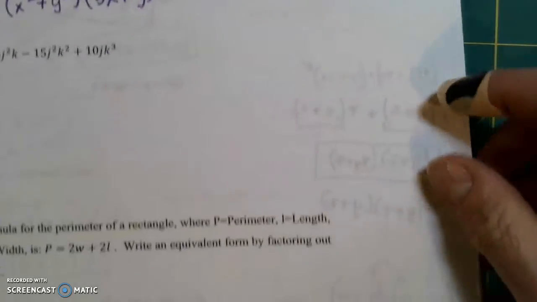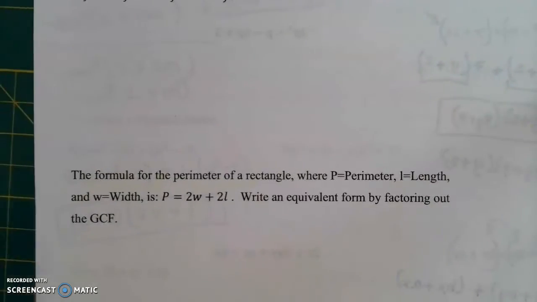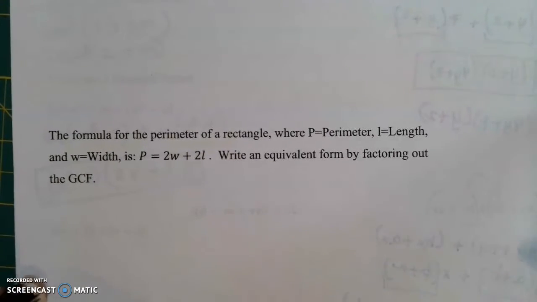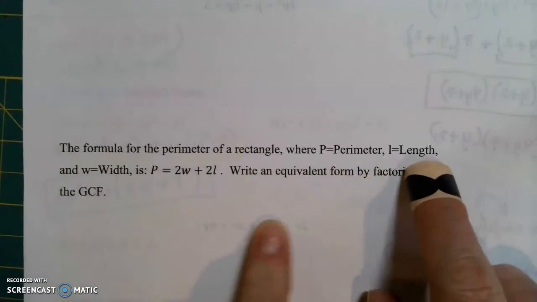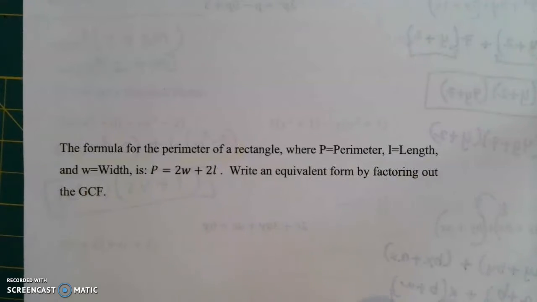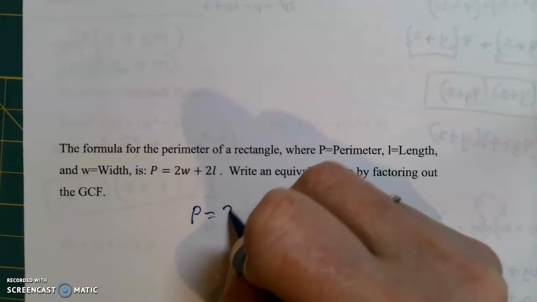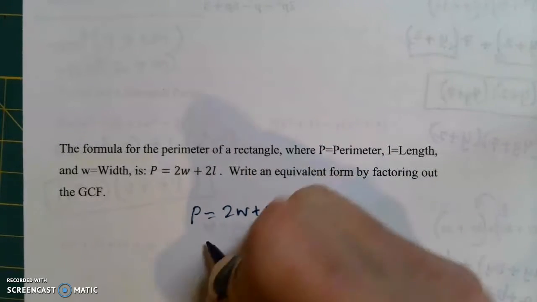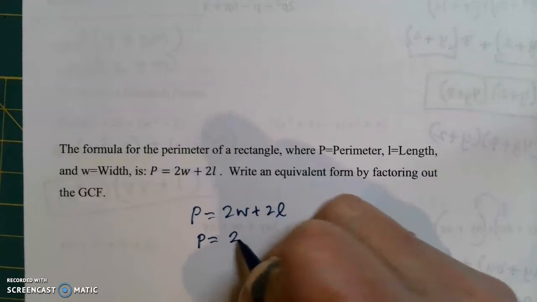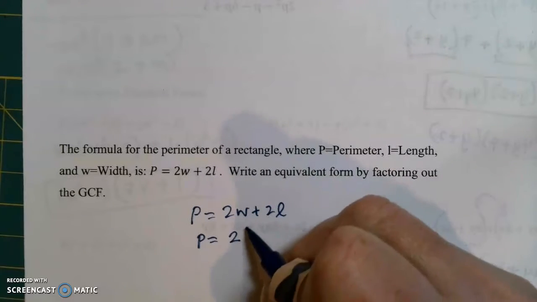And let's look at the one closer to the bottom here, where we've got the perimeter of a rectangle. So hopefully you'll remember that P is for perimeter, L is for length, W is for width. And this is the form that we will often see: it is 2W plus 2L. But we can factor this and say that it's 2, because that's the common factor between those.